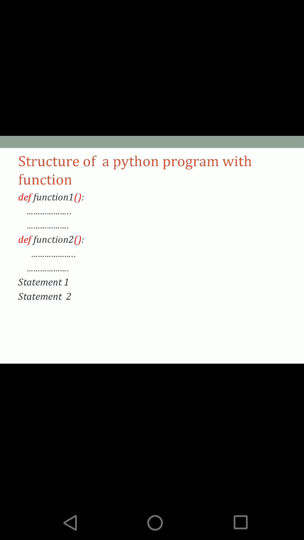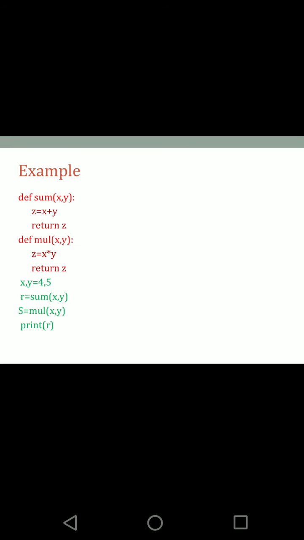Now, how do you write your functions along with your normal program? You can see here that statement 1 and statement 2 are the normal program statements that you write, and you have to define the functions before the normal program starts. You can see here function 1 is defined, and after the definition of function 1 you define function 2, then you can start with the normal program statement 1, statement 2. And from where does the program execution start? It always starts with statement 1. You can see an example here.